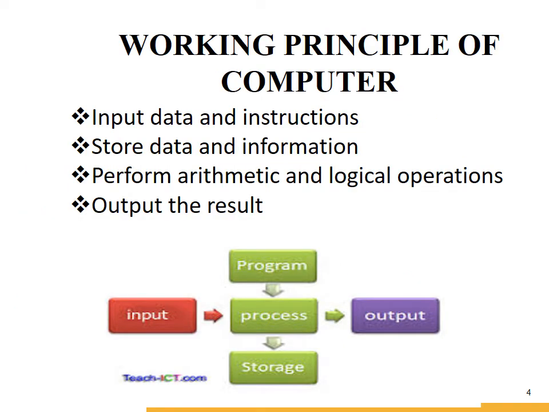So now, working principle of a computer. The working principle of a computer is summarized in these steps. So input data and instructions through what? Through input devices, and then storing data and information in storage devices, performing arithmetic and logical operations in which part? In the central processing unit or processor. And then giving us the meaningful output with the help of output devices. So this is the main working principle of the computer.